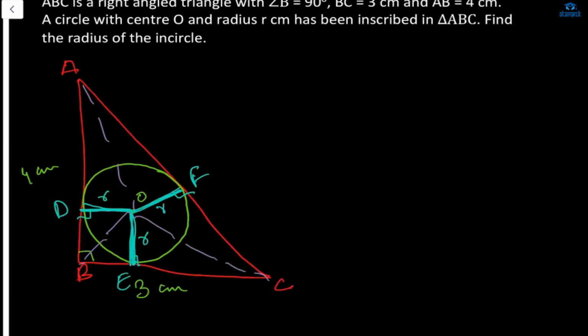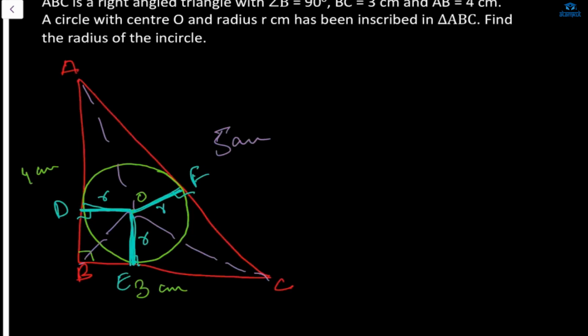What we need to find out: find the radius of the circle. We need to find out the value of R. First of all, see, this is a right angle triangle and we know only 2 values, AB and BC: 4, 3, and this will become what? 5. Yes or no? If you find out the value from Pythagoras theorem, AC square will be equal to AB square plus BC square. So the value of AC will become 5. Now we need to find out the value of R.